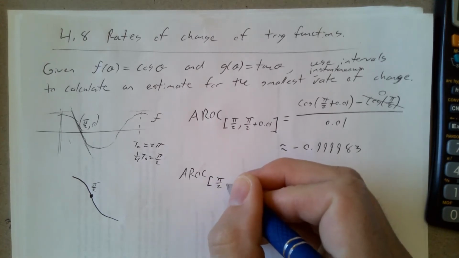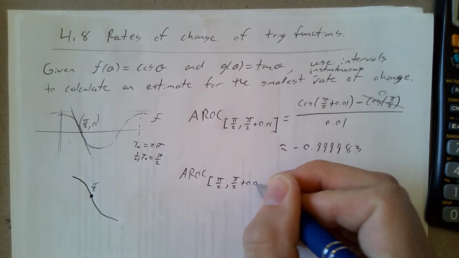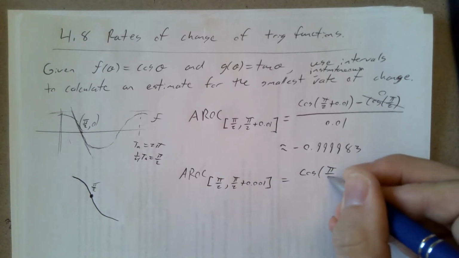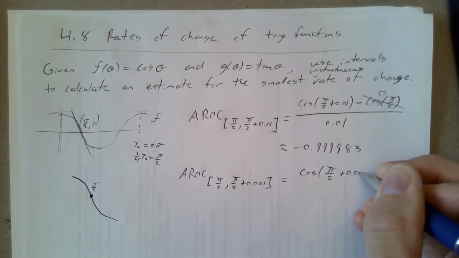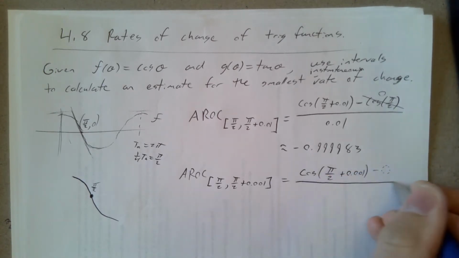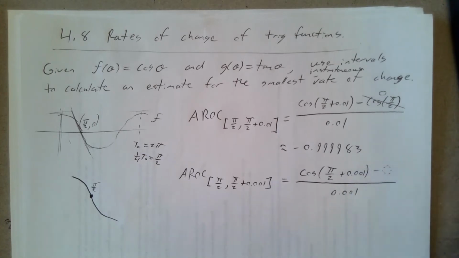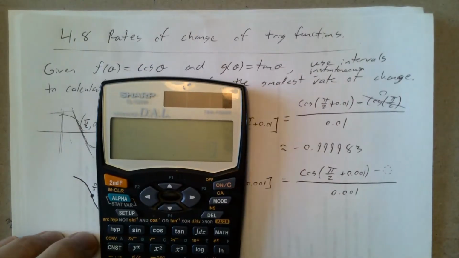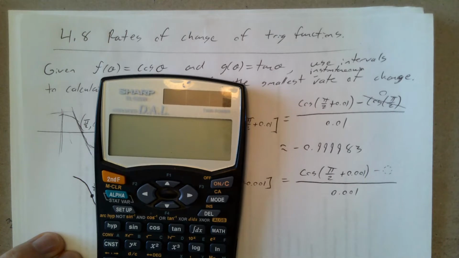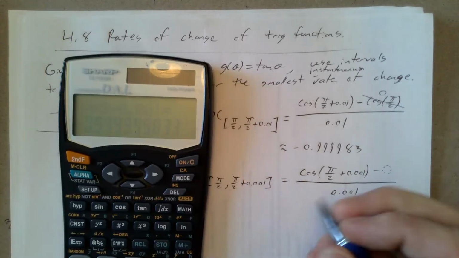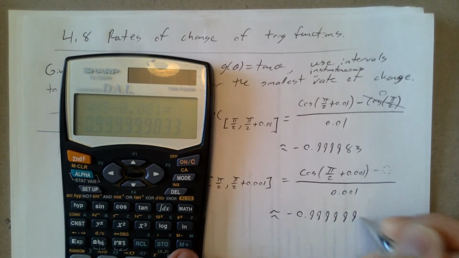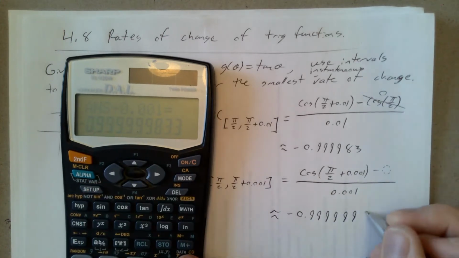Let's go from pi by 2 to pi by 2 plus 0.001. And this time, I will show my calculation. You don't have to, but I'm just going to type in plus 0.001. Let's not forget there is a minus 0 here, divided by 0.001. Cosine of pi divided by 2 plus 0.001 divided by 0.001 is about negative 0.999999.